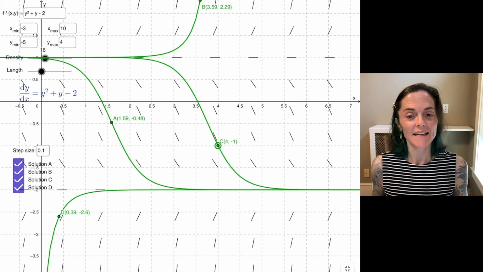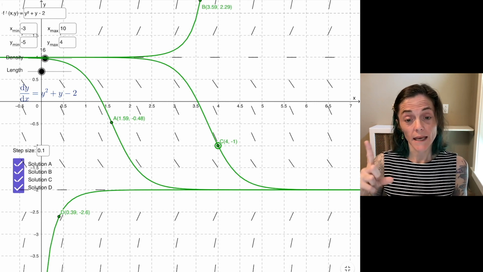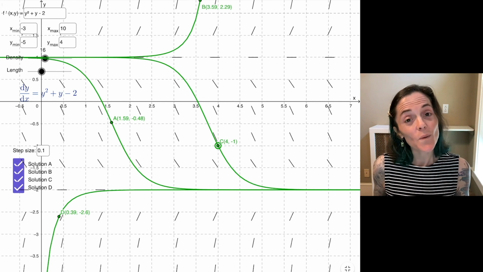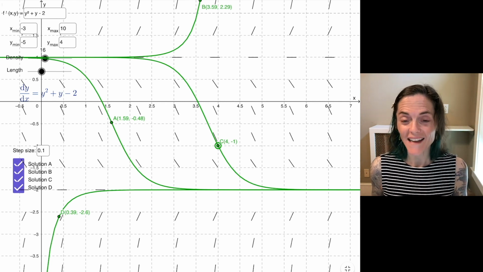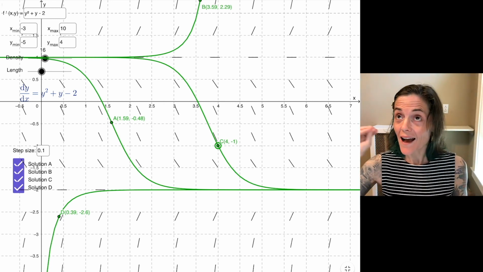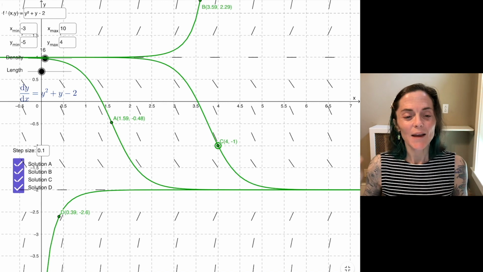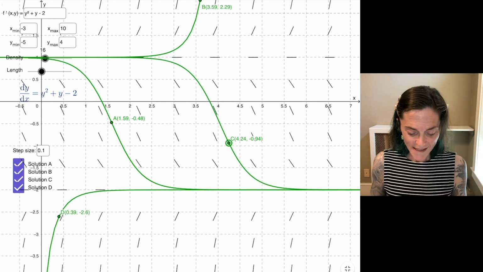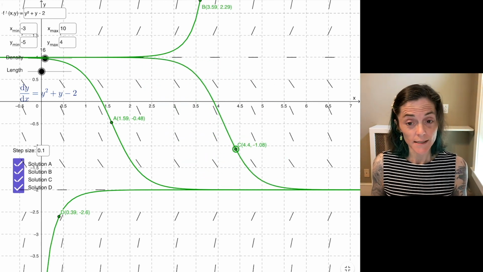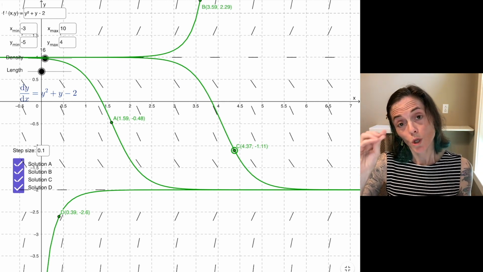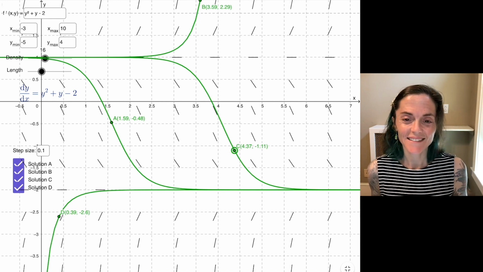What we are looking at, while the green gives 4 different solutions to this autonomous differential equation, dy dx is y squared plus y minus 2. We calculated y equals 1 was an unstable equilibrium point, and y equals -2 was a stable equilibrium point. And we can see this. So if I move around these points, we are getting different solutions. I should also say these black dashes are giving you slopes at each point.